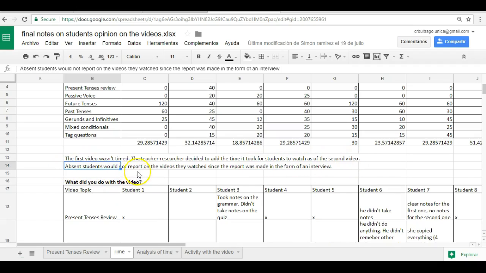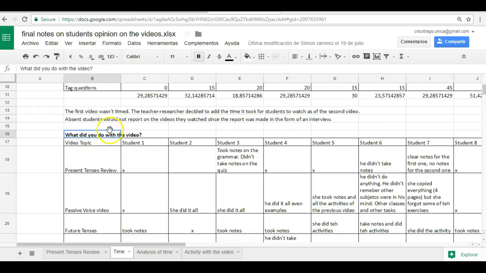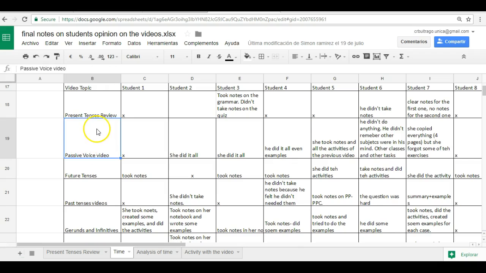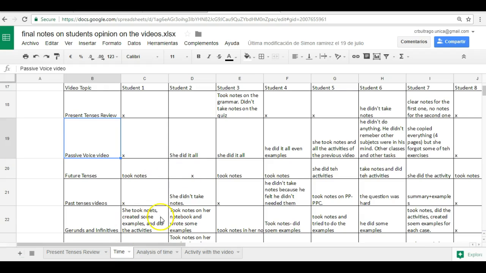Absent students would not report on the videos they watched since the report was made in the form of an interview in class, so no report there. So he transformed these initial multiple tables into one general chart where he could see things more clearly.